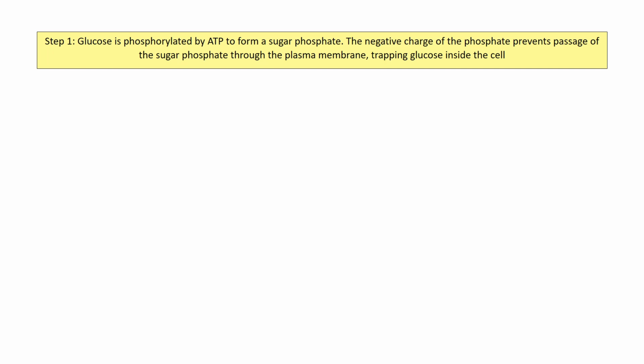Step 1. Glucose is phosphorylated by ATP to form a sugar phosphate. The negative charge of the phosphate prevents passage of the sugar phosphate through the plasma membrane, trapping glucose inside the cell. Here, glucose in the presence of hexokinase and an ATP forms glucose 6-phosphate.